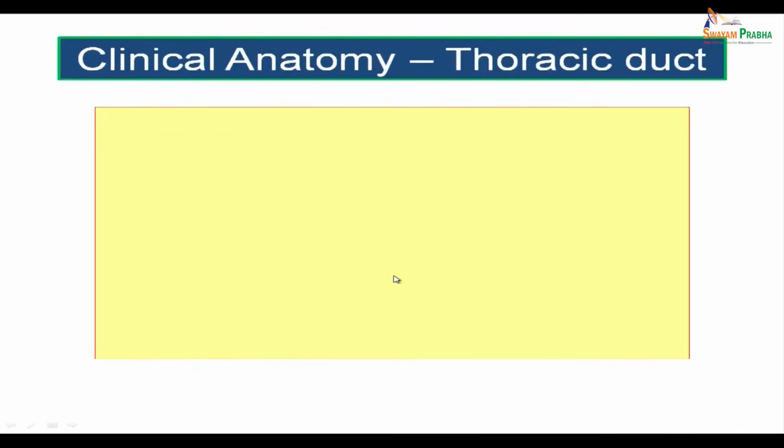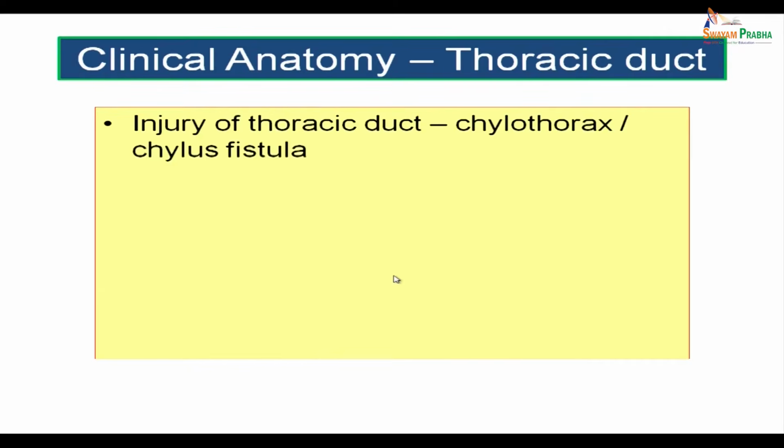Coming to the clinical anatomy of thoracic duct, injury of the thoracic duct, what does it contain? It contains chyle, which is a product of fat digestion. So, this milk-like substance will pour out into the thoracic cavity, forming what is called chylothorax. If this is untreated, then it can track out, communicating with the exterior, forming a fistula. This will be chylous fistula.